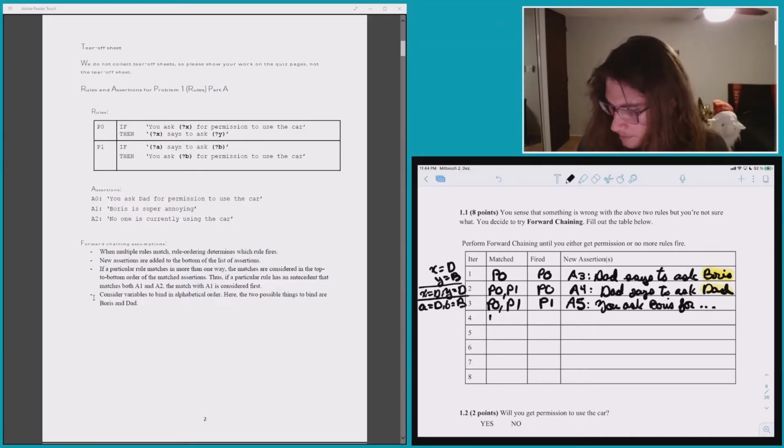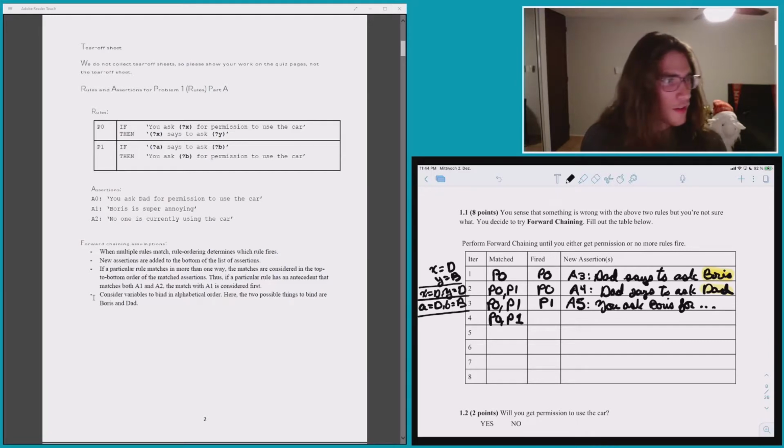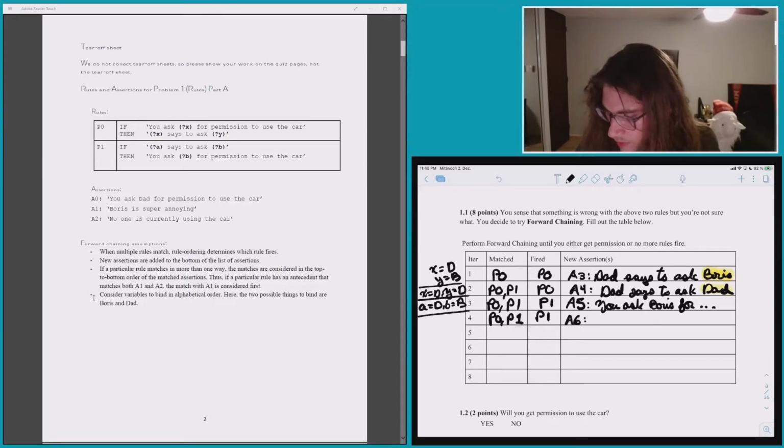And now we go again. P0 and P1 are still matching because, again, we don't have any delete statements. And let's see, P1 can fire again because this time we can match it, instead of to assertion 3, to assertion 4, which means A6, after binding A to D, to dad, and B to, oh, whoops, I bound those incorrectly actually.